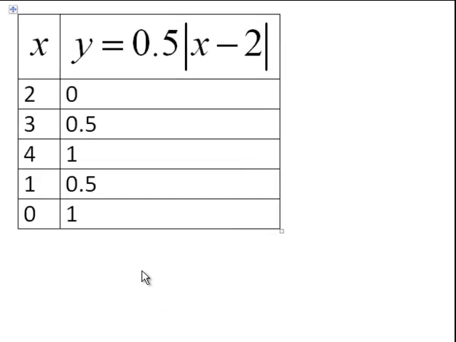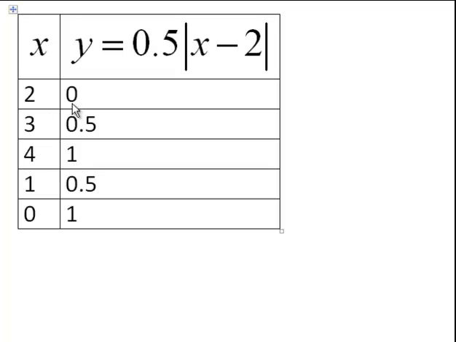Let's see what happens when we plug in our values. At x equals 2, we plug that in, y is 0. We go one step to the right, and we plug in 3, then y is 0.5. So one step to the right, y went up 0.5. We go another step to the right, y goes up another 0.5 to 1.